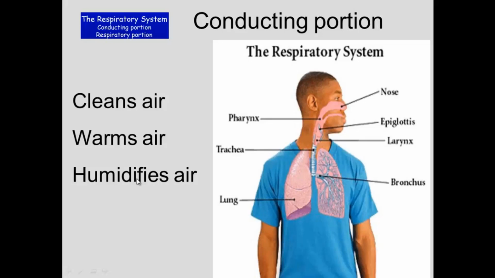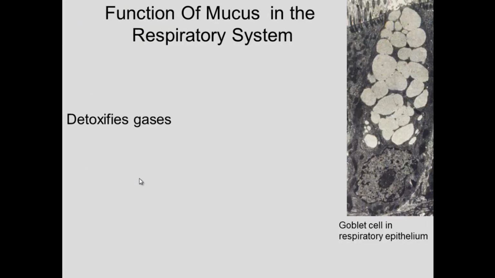It also humidifies the air, and it has serous and mucous glands along the conducting portion of the respiratory system that adds fluid to the air to humidify it. There's also goblet cells in the respiratory epithelium, the main epithelium in the conducting portion. And that has an important role too.